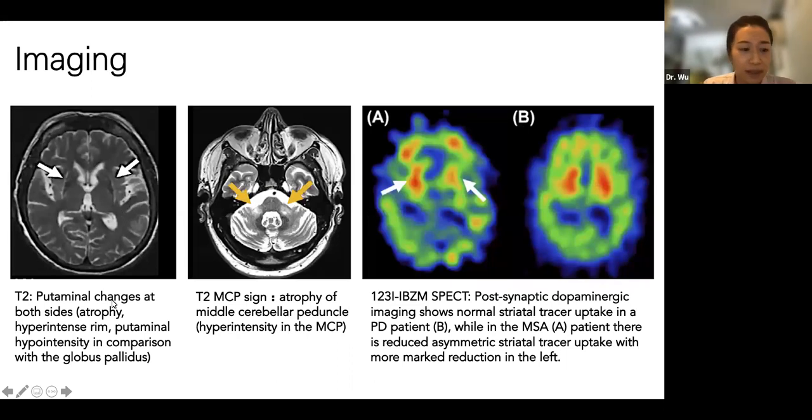Then we can see picture four. It's putaminal changes at both sides. We could see the hyperintense rim here, and the putaminal hyperintensity compared with the globus pallidus. And we can also see picture 5, it's the MCP sign. It's the atrophy of the middle cerebellar peduncle. And also here is a SPECT, picture 6 here. The right side of the picture shows a normal striatal tracer uptake in a PD patient, and the left side of the picture reveals the reduced asymmetric striatal uptake in an MSA patient.